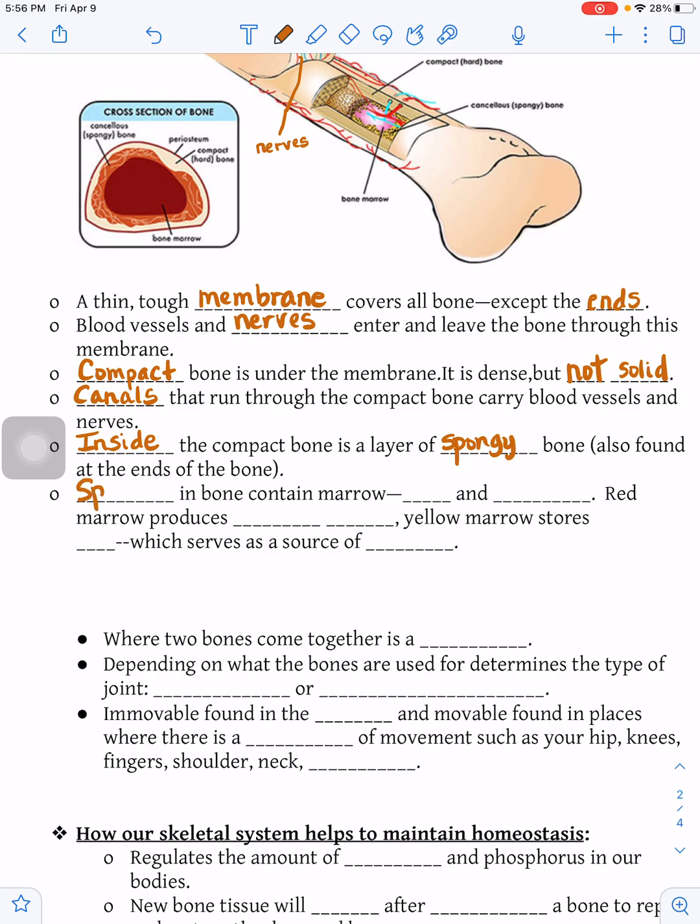Next bullet. Spaces in the bone contain marrow, red and yellow. So there's red marrow and yellow marrow. Red marrow produces blood cells. So this is what I was talking about earlier, what our bones make. They make blood cells. That's made in the red marrow, the red bone marrow. Yellow marrow stores fat, which serves as a source of energy.